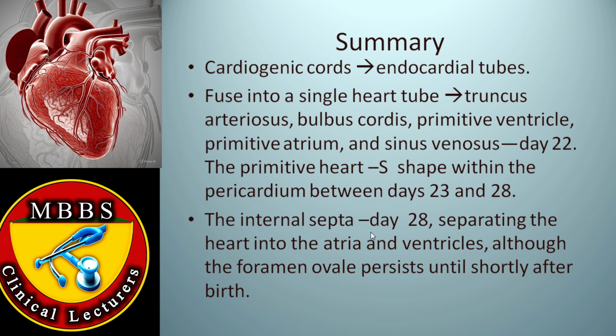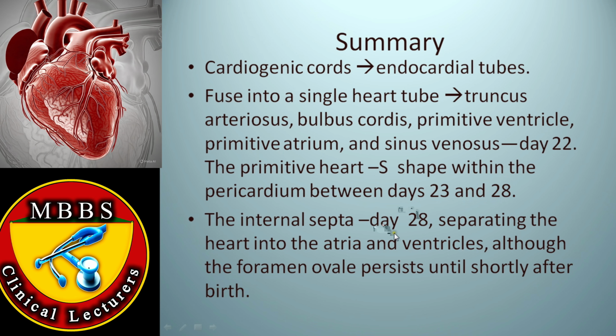So a summary: the cardiogenic cords appear in the head region, then move towards the front of the buccopharyngeal membrane, and these endocardial tubes fuse to form a single tube and give the dilatations: the truncus arteriosus, bulbous cordis, primitive ventricle, primitive atrium and the sinus venosus, approximately at day 22. Then the looped, S-shaped heart is formed, and it starts to ebb and flow, like beating, approximately from the 23rd to the 28th day.